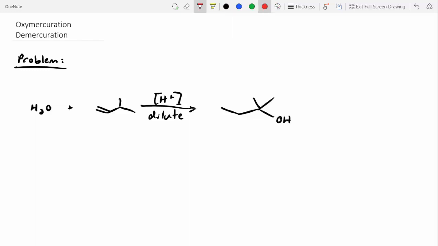Why did the product have the alcohol come off of that carbon? Rearrangement, right? So in the first step, we would form a secondary carbocation that could undergo rearrangement to that tertiary carbocation. And so the product is the result of a carbocation rearrangement.